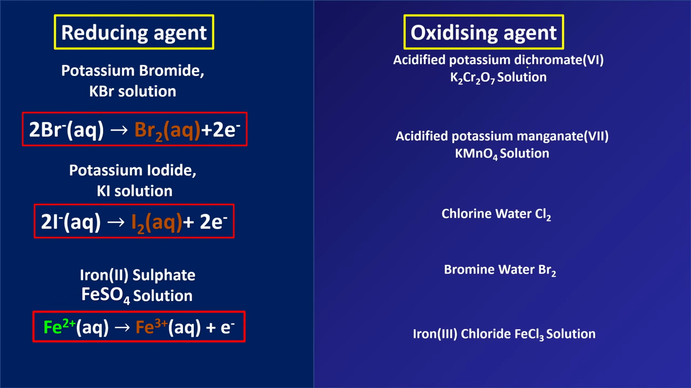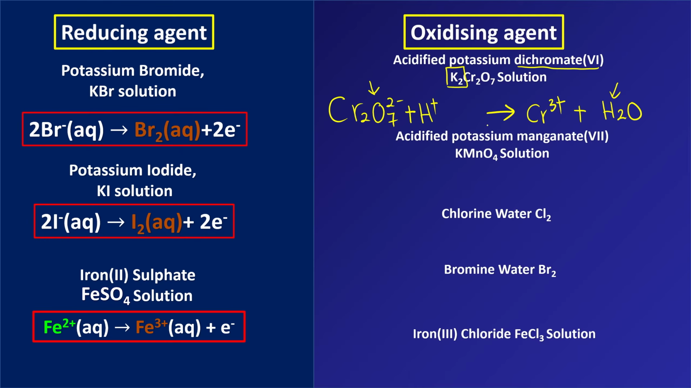Now we have the potassium dichromate 6. Potassium dichromate 6 is going to be Cr2O7 2-. The reason K2 is not included is that it's the spectator ion, which is not involved in the reaction. And we know chromium 6 is going to be reduced to the most stable form, which is the chromium 3 ion. In order to balance the oxygen atoms, we're going to use water, H2O. In order to balance the hydrogen atoms, we're going to use hydrogen ions.